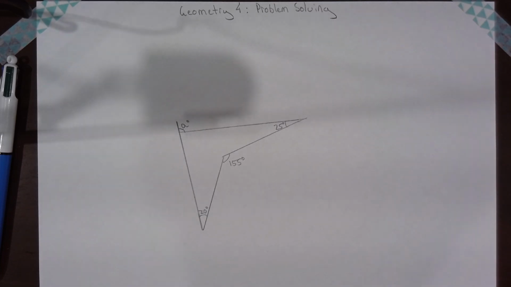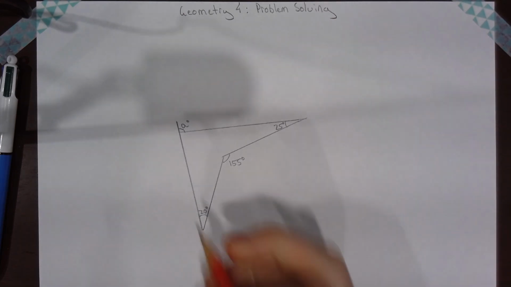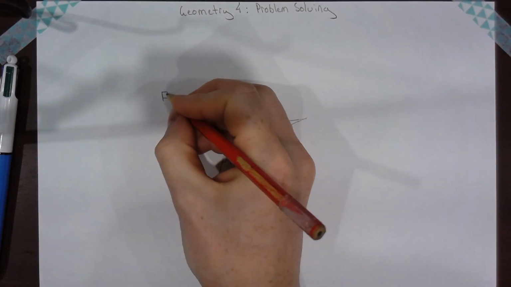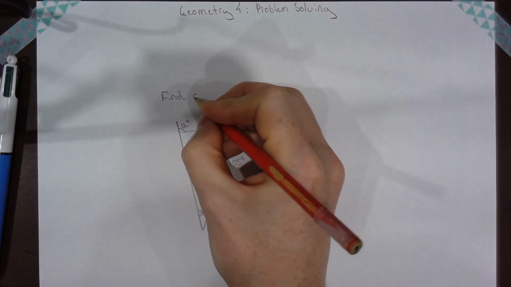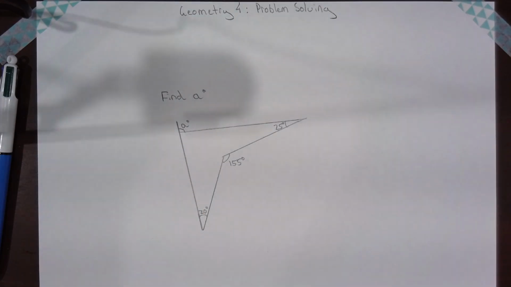So if we look at this question, there's actually not even any words here, but normally at the top of a problem-solving question we would have something like this: find angle A. And that would be all we get. We have to find this angle in here.